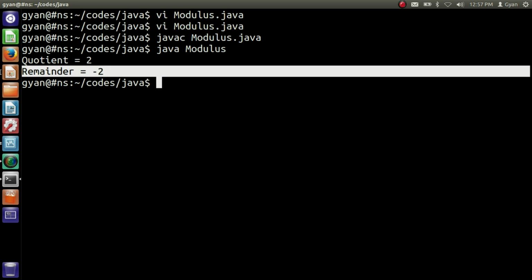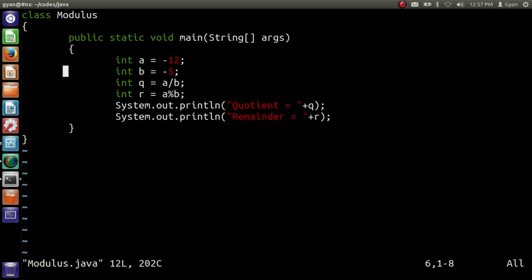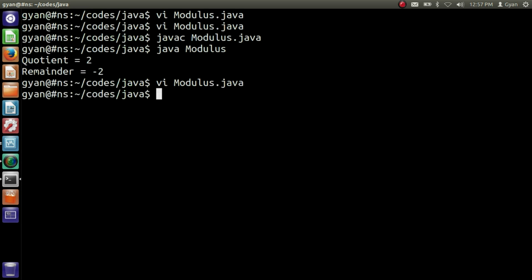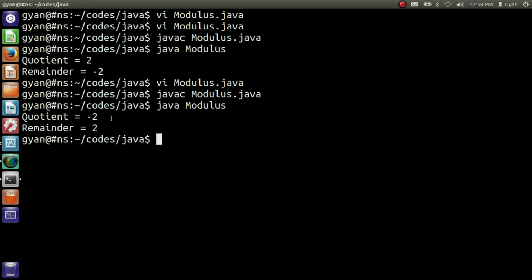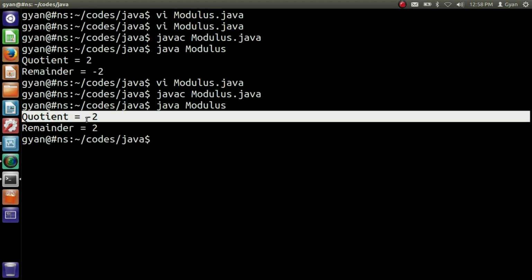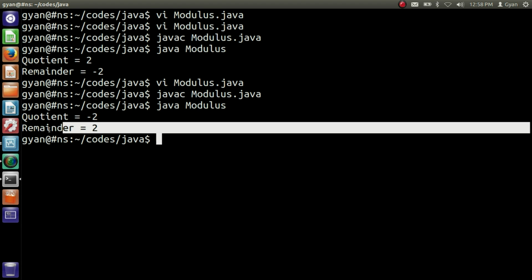But see here, since the sign of a modulus b depends solely on the numerator, that's how the result is negative 2. Now let me update program once again and write here plus 12 instead of minus 12. Now numerator is positive but the denominator is negative. Save and compile it. Javac modulus.java. Compiles fine and then run it. At this time the result of a divided by b is negative. But the result of a modulus b is positive since the numerator is positive.